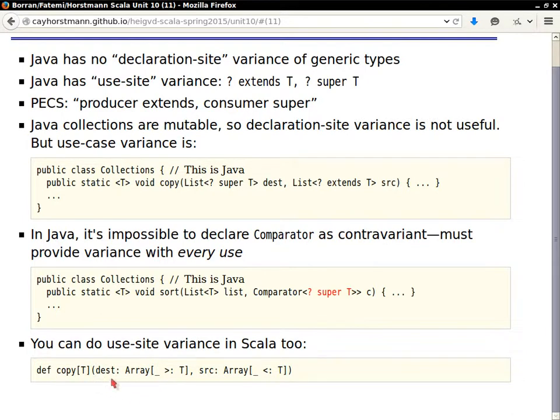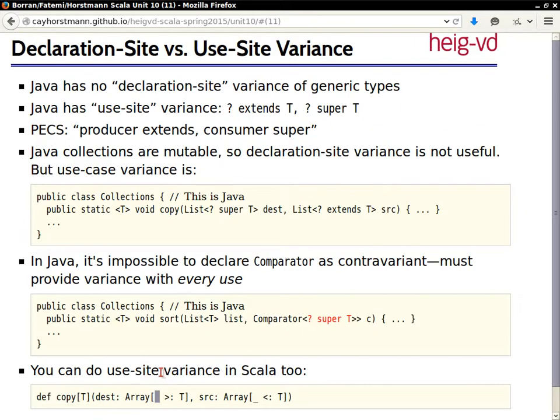In Scala, the syntax looks almost the same, except you use the wildcard symbol for the question mark, and you use the more mathematical supertype and subtype symbols. Yeah? What is the difference between underscore greater than t and plus t? Oh, there's a huge difference. The plus t is a declaration site variance. That means for the entire class, you want it to vary in that way. This one here means for this individual method, you want to vary it like this.